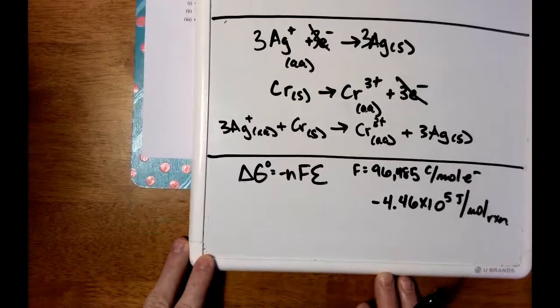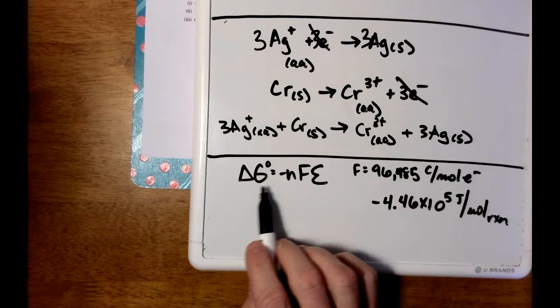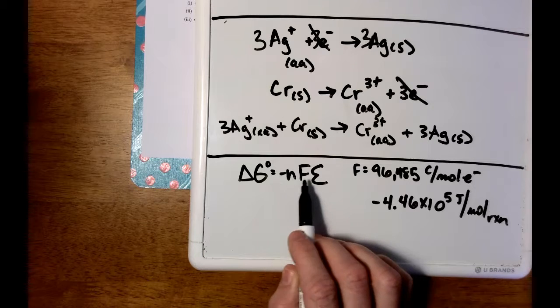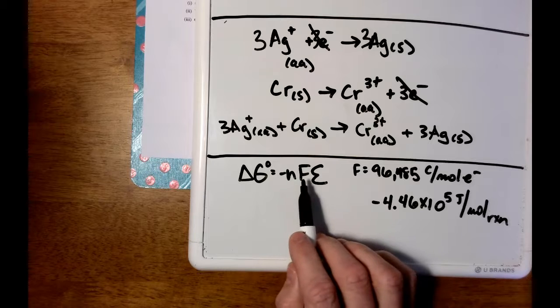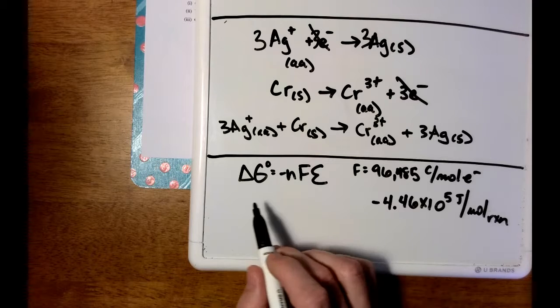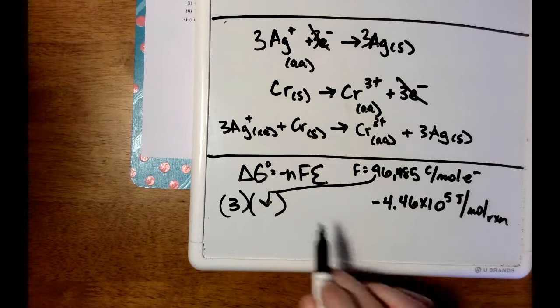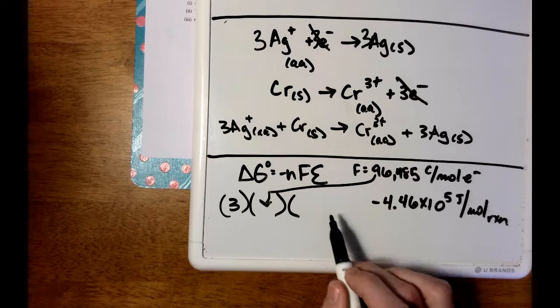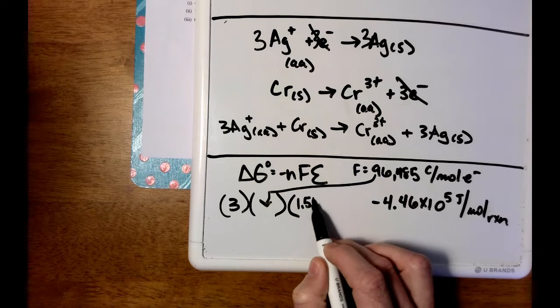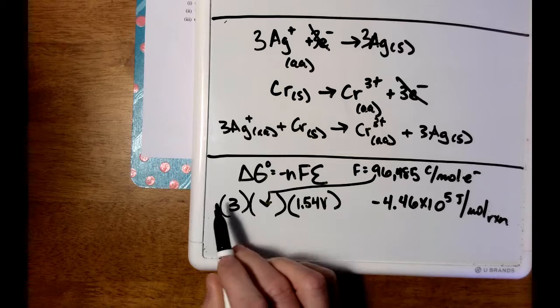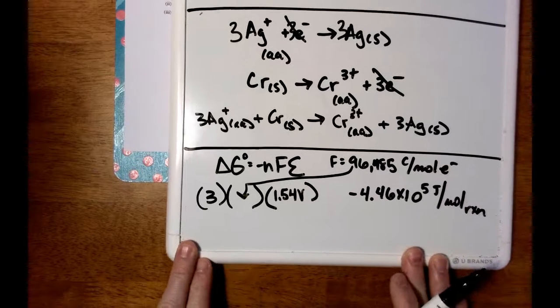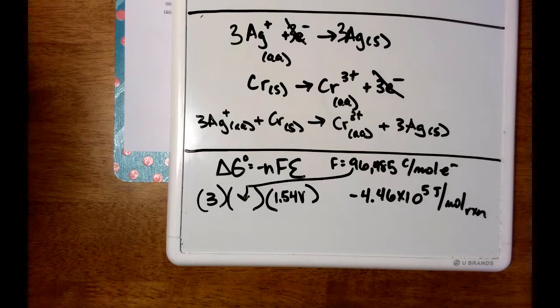And to finish, Gibbs free energy. On our equation sheet, Gibbs free energy, one of the things it is equal to is negative nFE, or minus n, moles of electrons, Faraday's constant, and our voltage. We had 3 moles of electrons. Faraday's constant is on our equation sheet, and the voltage was 1.54 volts. And if we multiply these out, we get negative 4.46 times 10 to the 5th joules per mole of reaction for our answer. And that was worth 1 point to end this 4-point problem.